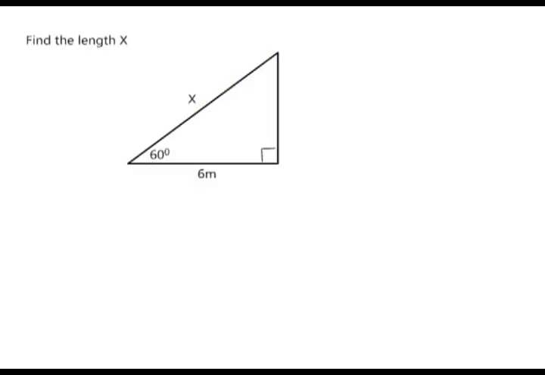An example, find the length x. In the solution, cos 60 degrees is equal to 6 over x. That is adjacent over hypotenuse. Cross multiplication, x times cos 60 is equal to 6. We divide both sides by cos 60, and x is equal to 6 over cos 60. Cos 60 is equal to 0.5, and therefore 6 over 0.5 gives us 12, and so x is 12 meters.